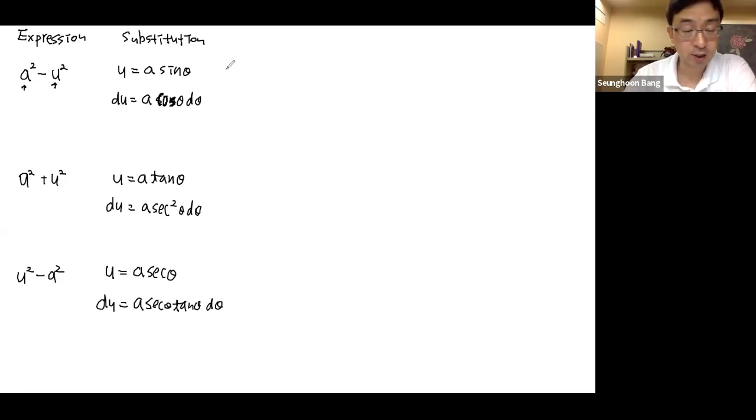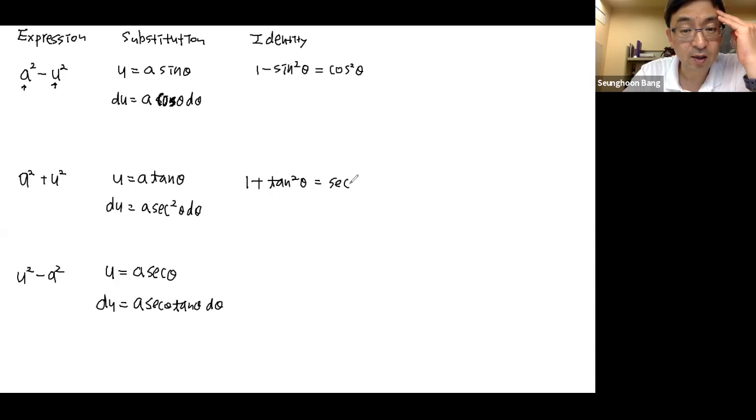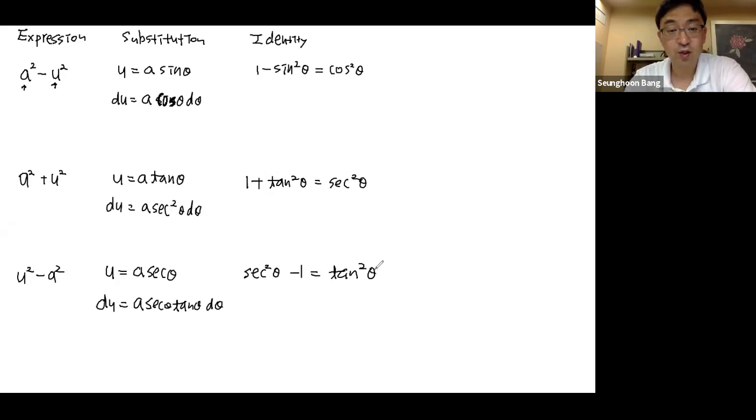Next, how can you simplify the square root sums like that? We can use identities. The first one, 1 minus sine square of theta equals cosine square of theta. You can use it here. 1 plus tangent square theta is the secant square of theta. The last one, secant square of theta minus 1 is tangent square of theta. You can use these identities.